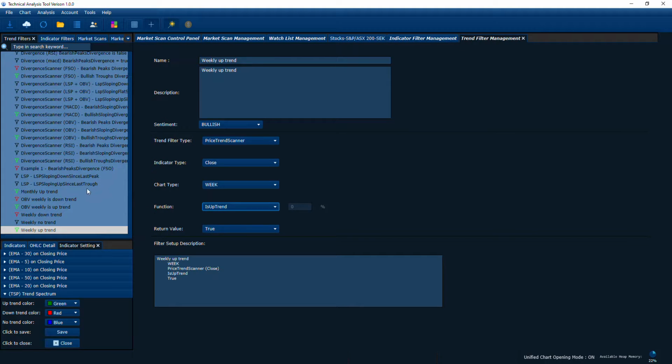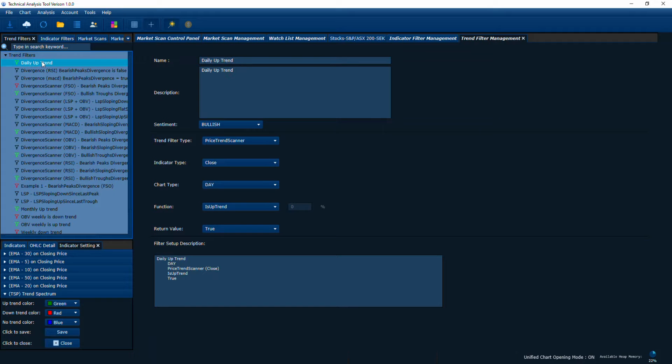Finally, let's take a look at the daily chart. For the daily chart type, we specified another trend filter, daily uptrend. We select the price trend scanner, and now we're using closing price and the chart type. Of course, we select the daily chart, the function we are using is uptrend, and the return value is true. So we have those three trend filters created.